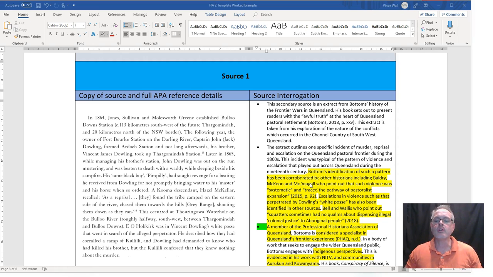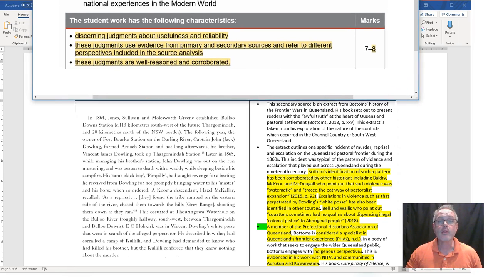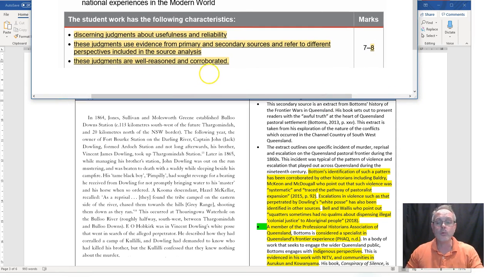Bottom's identification of a pattern has been corroborated by other historians, including Baldry, McKinnon, McDougall. Okay, think about it. There it is. Well reasoned and corroborated. Okay, so I'm in business there. I'm starting to make some corroborations.